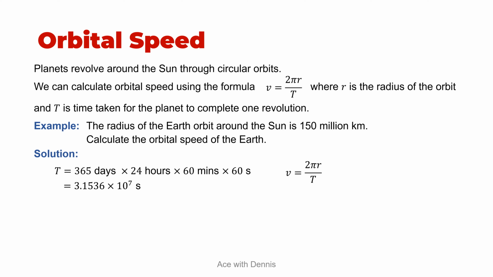Applying the formula v equals 2 pi r over t and substituting the values, we get 2 pi times 150 times 10 to the power 6 times 10 to the power 3 divided by the time, 3.1536 times 10 to the power 7. Do note that the radius we have to convert into meters as well, hence we have to multiply 10 to the power 3 here. So we calculate everything, we'll get 29,900 meters per second rounded off to 3 significant figures. So this speed is actually very fast, which means the Earth orbits the Sun at this speed.